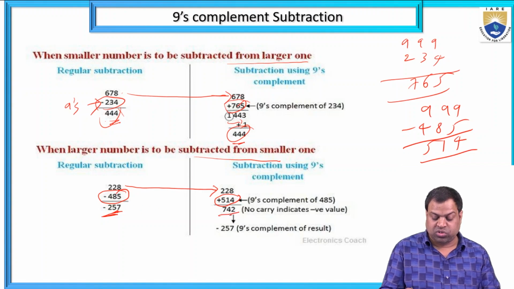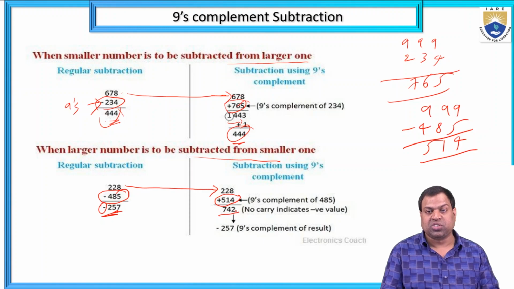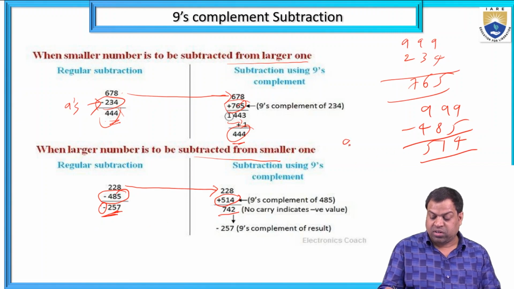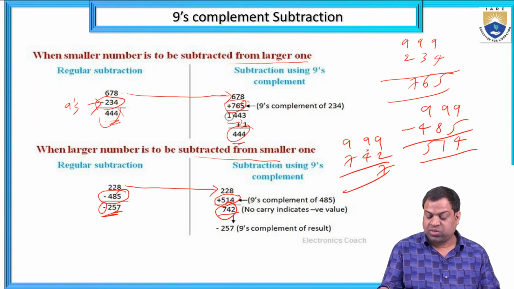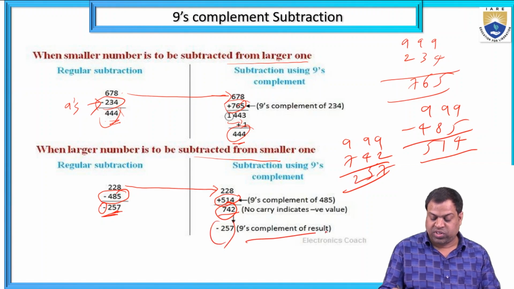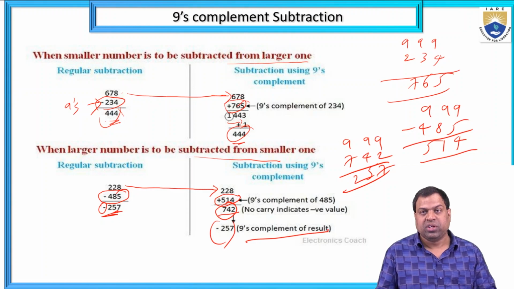So are these both the same? No. Why? Because it is a negative representation, and this is a positive representation. So again we perform 9's complement on the 742. 9 minus 2, 7. 9 minus 4, 5. 9 minus 7, 2. So what is the value now? Minus 257 after the 9's complement of the result.